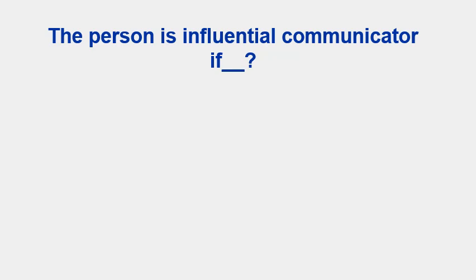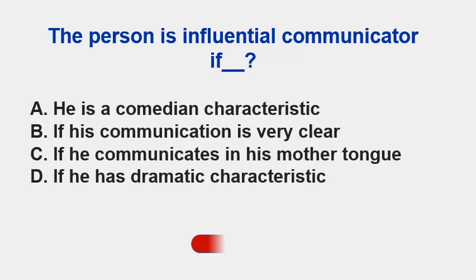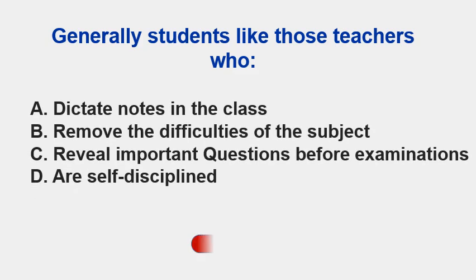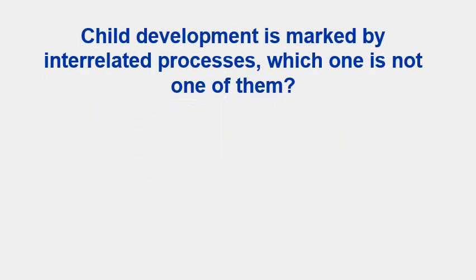The person is influential communicator if. Generally, students like those teachers who. Child development is marked by interrelated processes. Which one is not one of them?